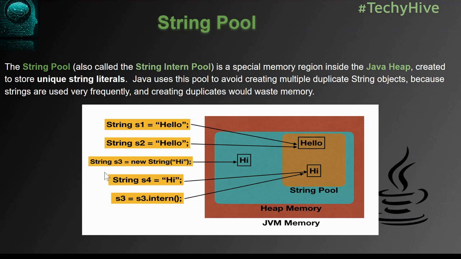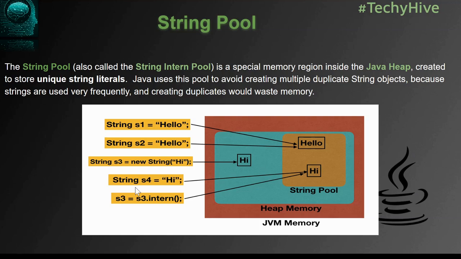Now let's see another string, s3, and we are creating this object using the new operator. Remember, when we create an object with the new operator, it won't go into the string pool because this is not a literal object. So what will Java do? It will create the string object outside the string pool like this, and the "hi" object will be stored in the heap outside of the string pool.